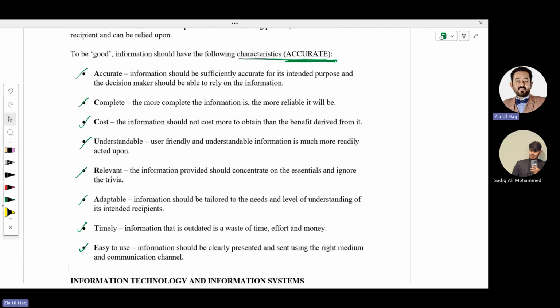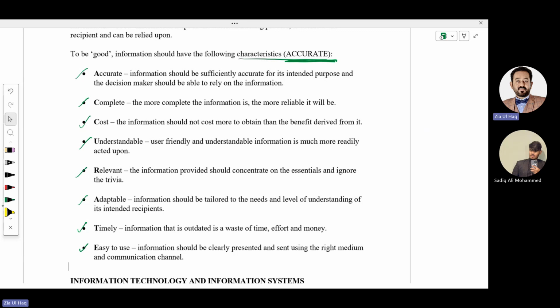For quality information, it must be understandable. If any difficult terminologies are used, their meaning must be explained so that the person receiving the information can understand it. It should be relevant, meaning the information should pass to the relevant person who needs to use it. If you are passing information to an irrelevant person, that information is not quality or good information.